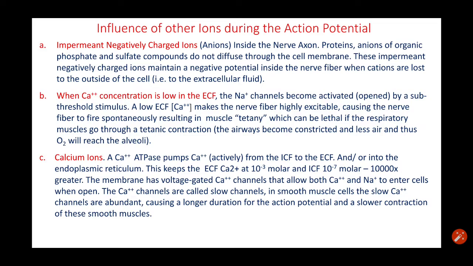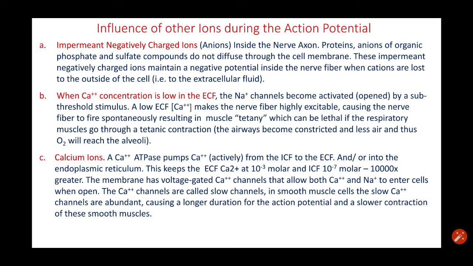Lower than normal extracellular calcium. What would you expect? Yes, sir? More sodium goes inside, because calcium is not outside. All right? And therefore, you will not have that regulation of the sodium channel.